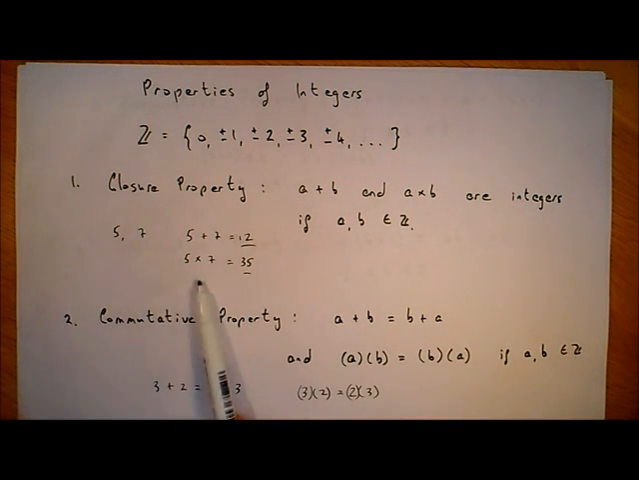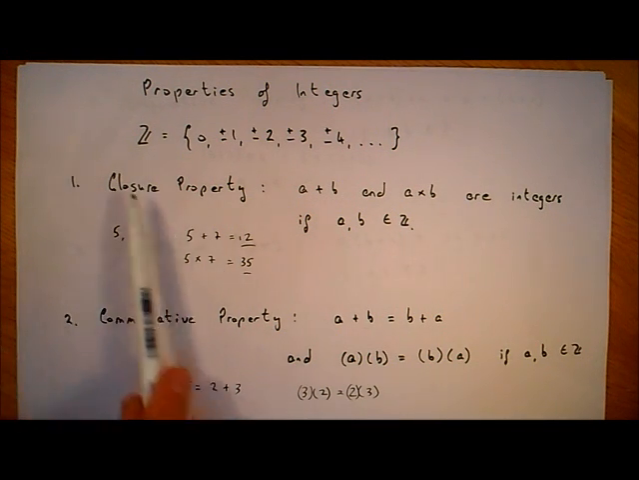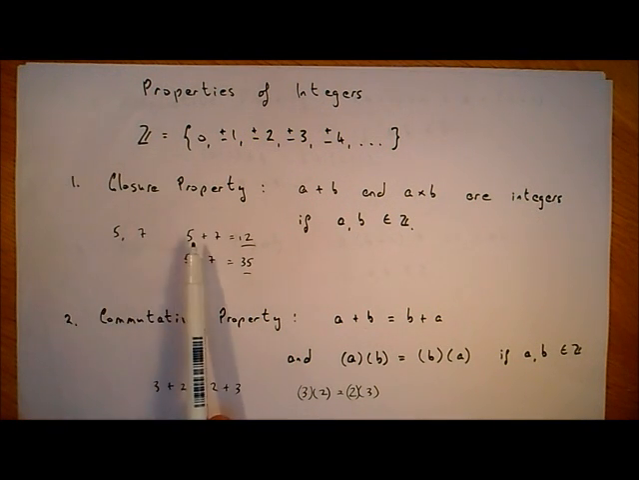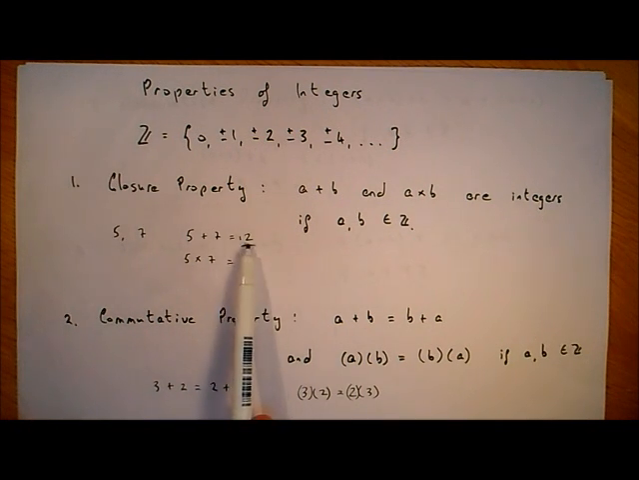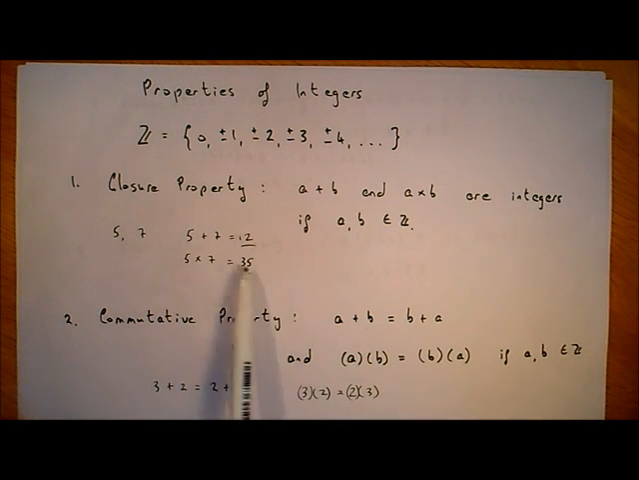So what exactly do I mean by that? Well, let's have a look at two integers. So say 5 and 7. 5 is an integer, 7 is an integer. So the closure property says that if 5 is an integer and if 7 is an integer, then 5 plus 7 will also be an integer. And it is, we can see here, 5 plus 7 is 12. And it also says that 5 multiplied by 7 will give us an integer, which it does. So that's the closure property, very, very simple.